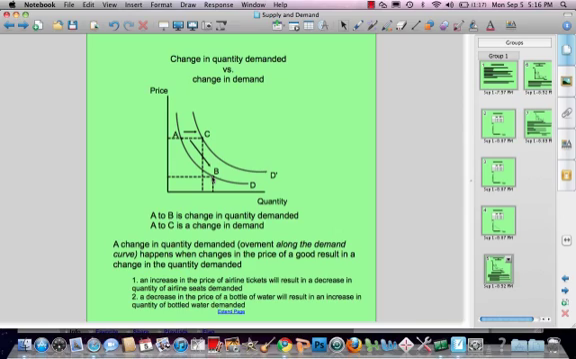For example, and I put two here, first, an increase in the price of airline tickets usually results in a decrease in the quantity of airline seats demanded. So if I go from here, I'm looking at a quantity demanded right here along the x-axis. If the prices increase, you see movement here, you're going to see a decrease in the quantity demanded. Second example, a decrease in the price of a bottle of water will result in an increase in quantity of bottled water demanded. So let's go the opposite way. Let's say this is the initial price of a bottle of water. Moving down to B will increase the quantity demanded from here to here. Those are movements along the demand curve.